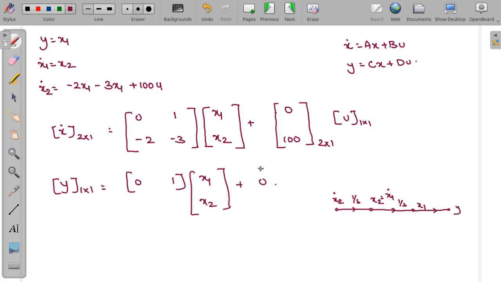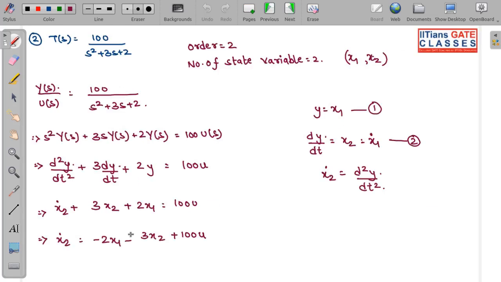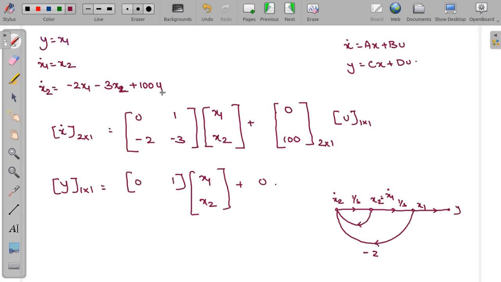Over here you can see x2 dot is equal to minus 2x1 and minus 3x2 plus 100u. So this is minus 2 for x1, and this is minus 3 for x2. Okay, so this is u, this is 100, so this is your 100u. This is the complete SFG for this given diagram.